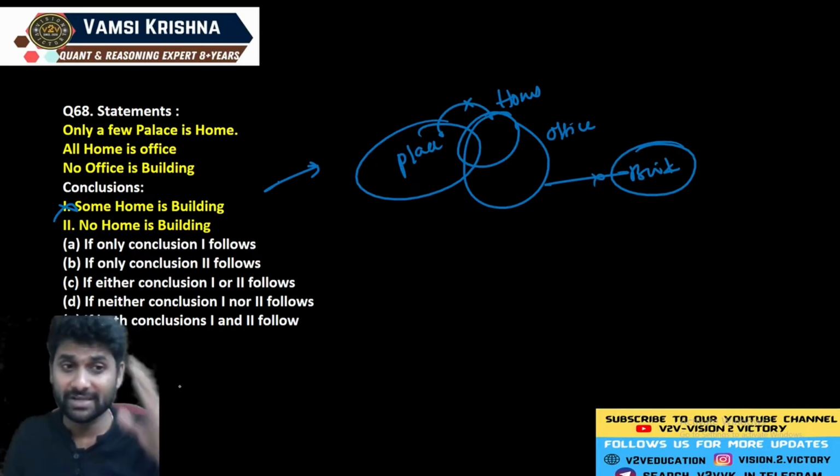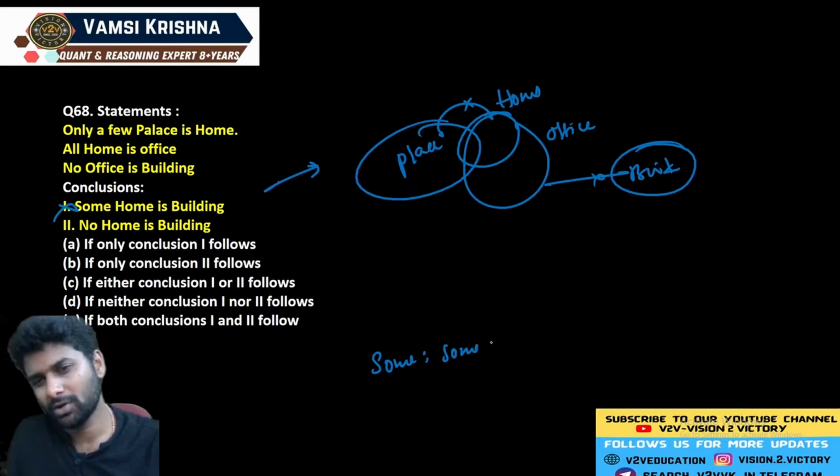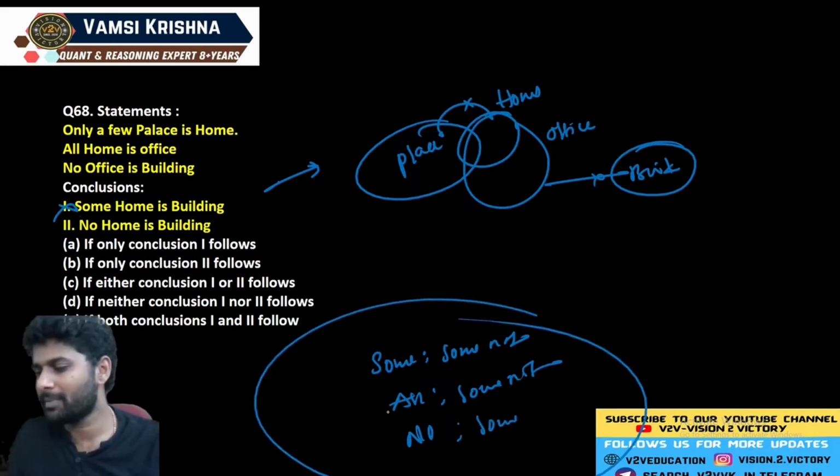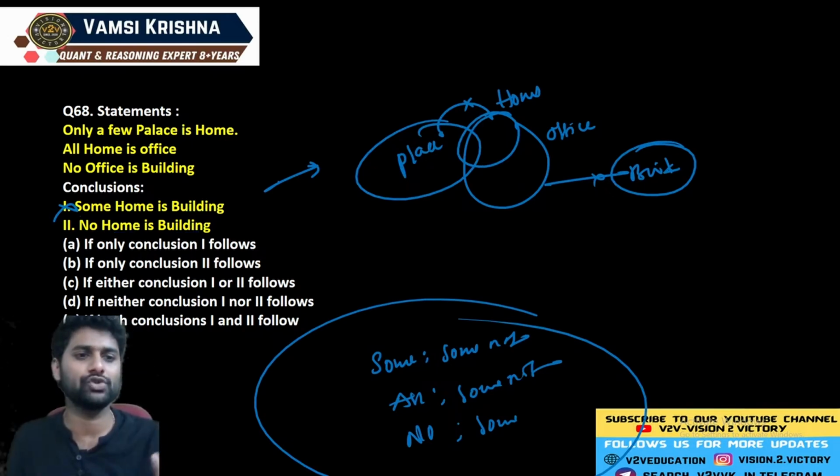As most of the students see, without solving this question, they choose either or. Why? Because we have three complementary pairs: some, some not; all, some not; no, some. These are the three complementary pairs. And any complementary pair requires similar objects, home and building. Seeing this option, they thought, similar objects, some, no, complementary pair, maybe either or.